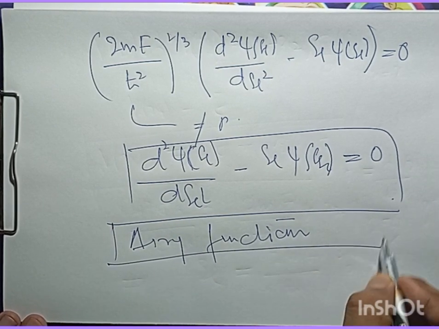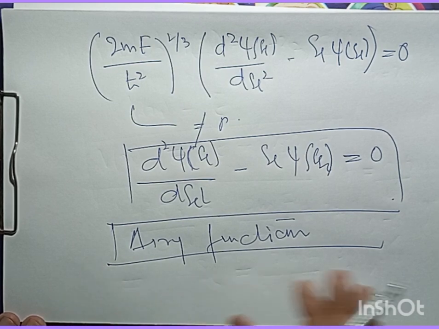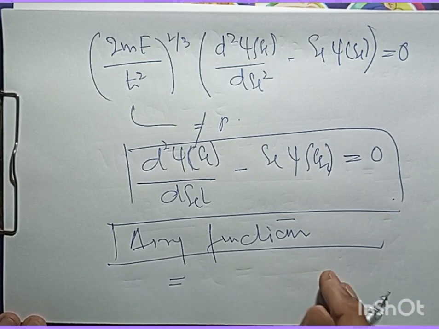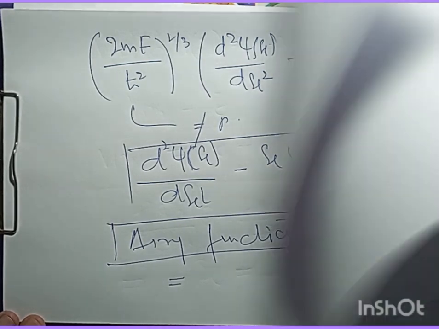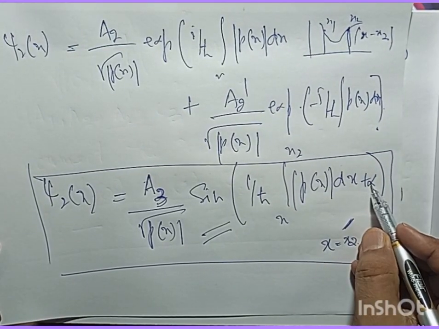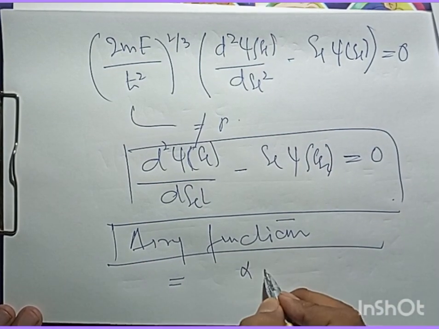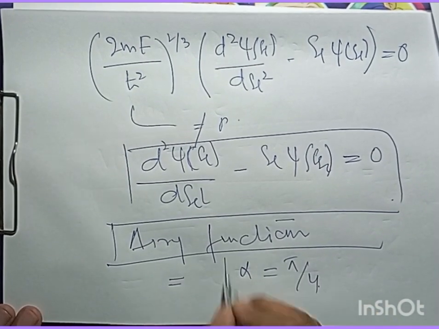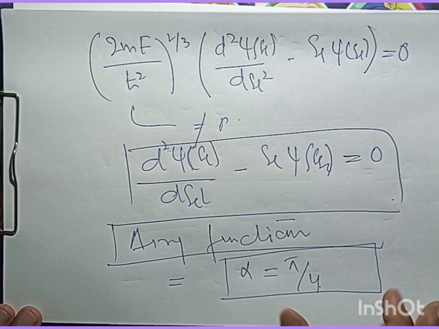What I would suggest here is that on solving this differential equation and introducing some constants, what we finally achieve is that the alpha that we have introduced in psi 2 of x, the phase alpha, comes out to be equal to pi by 4. That can be an exercise for you, and certainly you can do it.